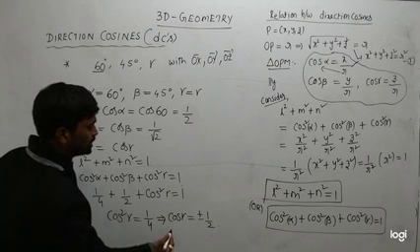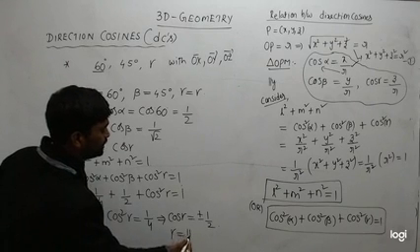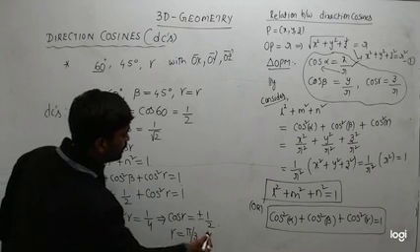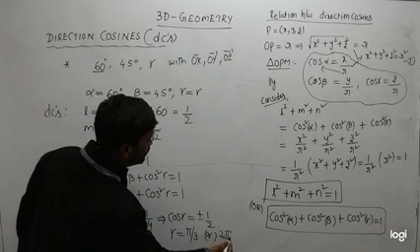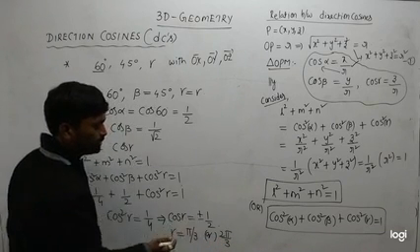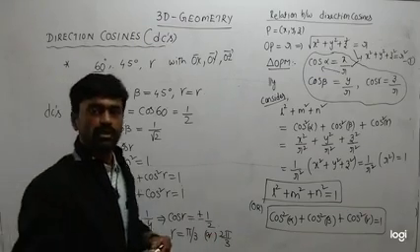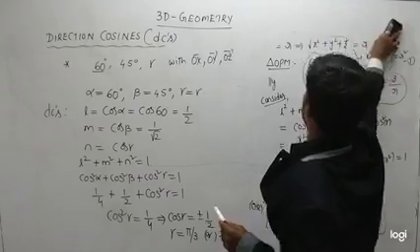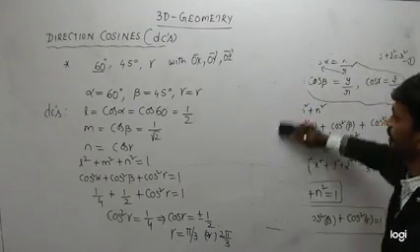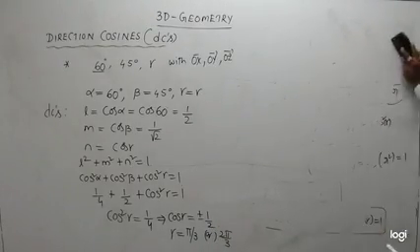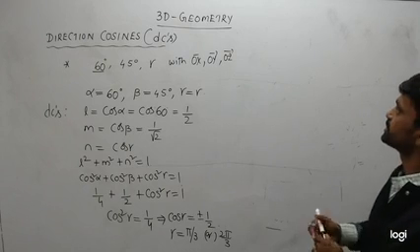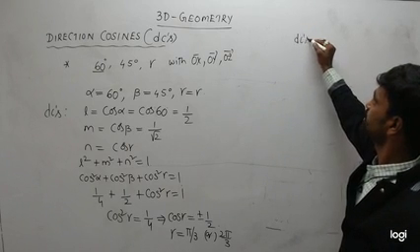Root of 1 by 4 is 1 by 2. Cos gamma plus or minus 1 by 2 means gamma will be either pi by 3 or 2 pi by 3. Because cos pi by 3 is 1 by 2, cos 2 pi by 3 is minus 1 by 2. So gamma value may be either pi by 3 or 2 pi by 3. So thus gamma value we got, and further what we have to find? Direction cosines.